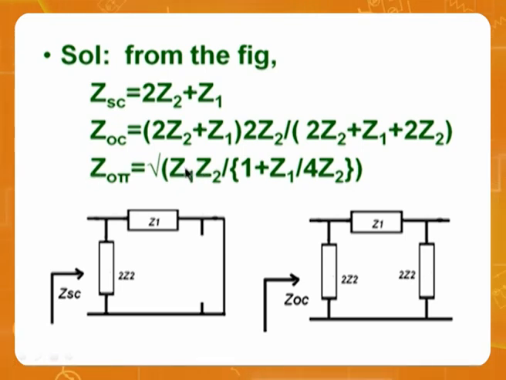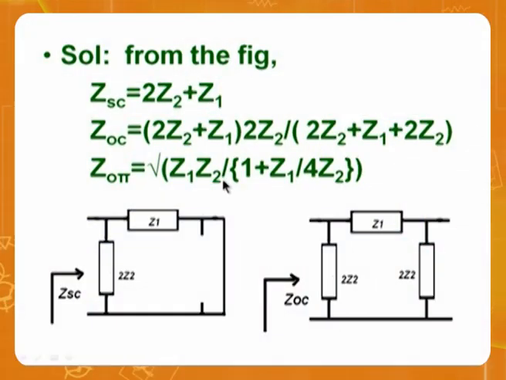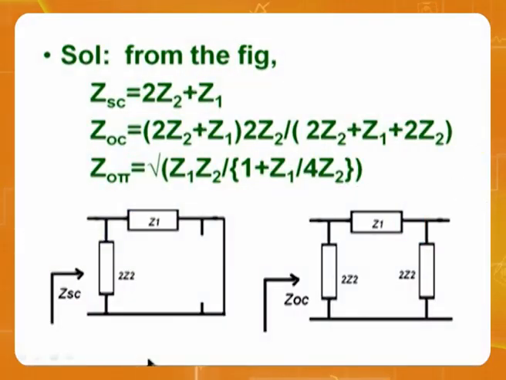If you observe the previous problem, it is the same as root of Z1 Z2 times 1 plus Z1 by 4 Z2. It's almost the same, but remember one thing. There it was multiplication, here it is division. It is easy to remember also. So this is how I calculate Z0 T and Z0 pi. Next.